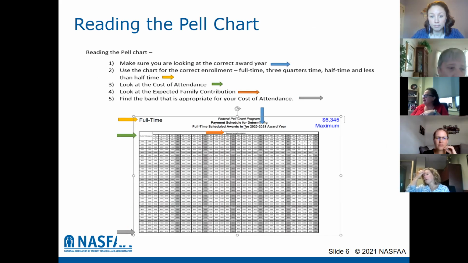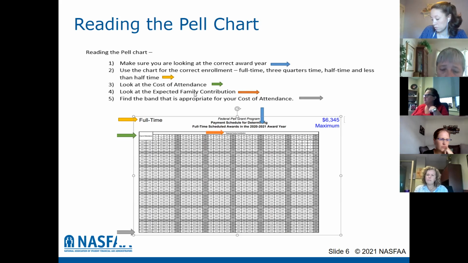The one thing I say is make sure you're on the right year. I just pulled out the one I used last year, so this isn't the right Pell chart. Right out of the gate, this was a cheat sheet that I hadn't updated. But if you look at the first thing, you want to make sure you're using the right year. If you look at the blue arrow here, it's going to tell you the year, and they are available every year. So you're going to pull down new Pell charts every year.